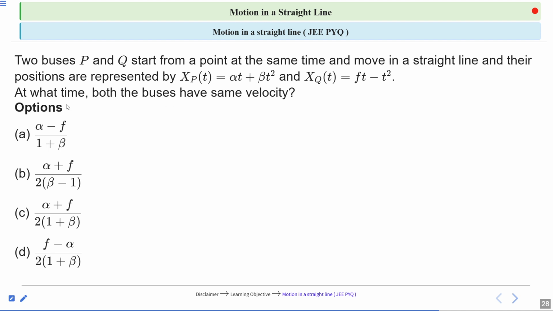So here you have to find out the time. Given options, option A, option B, option C or option D. So which one is correct? Think about it.